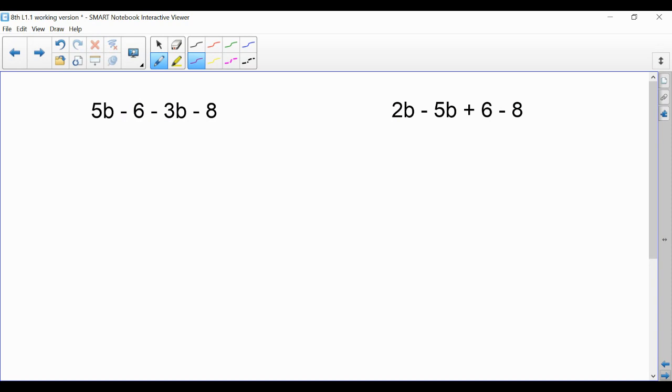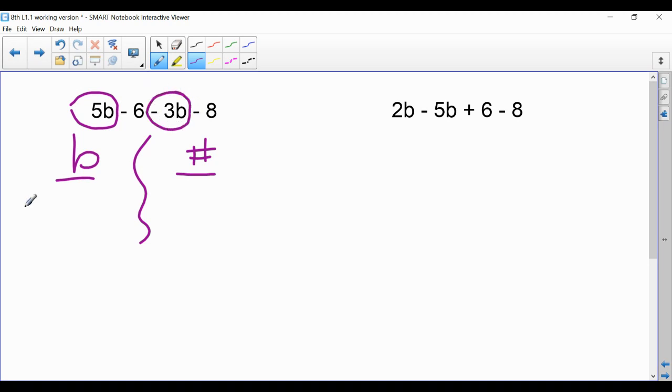Looking at the next one, we have 5b minus 6 minus 3b minus 8. So we're going to make our categories. We have b's and we have numbers. If I look at the b's, I have a 5b and I have a negative 3b. And then the numbers here, I have a negative 6 and a negative 8.